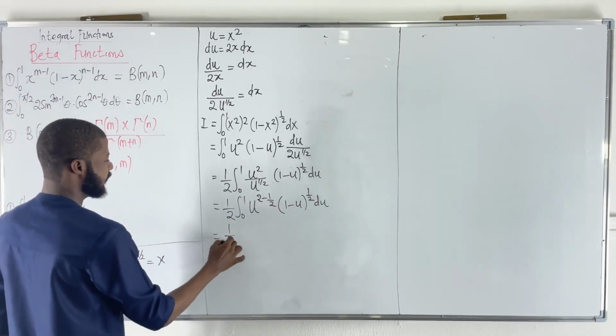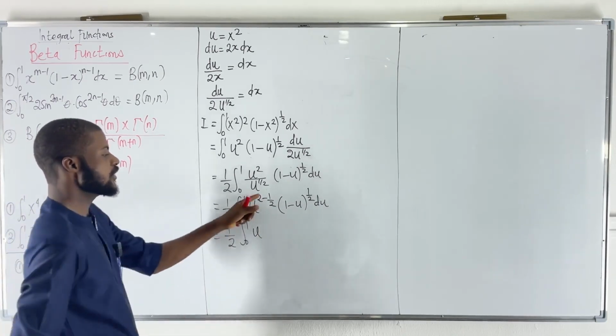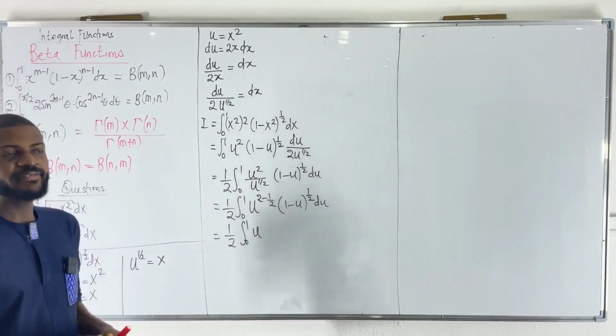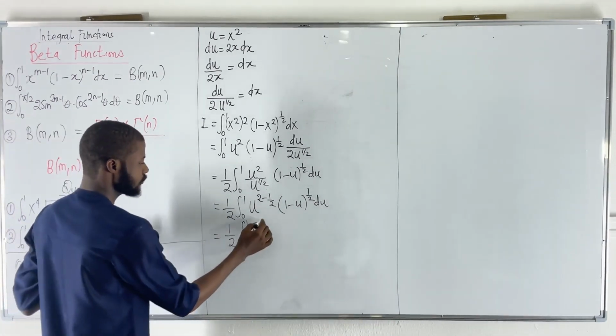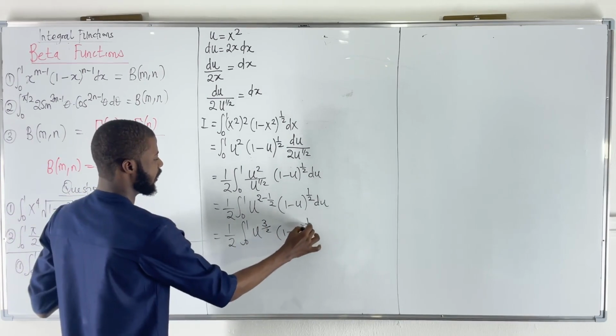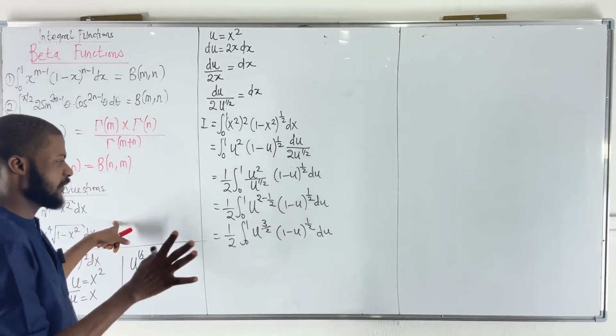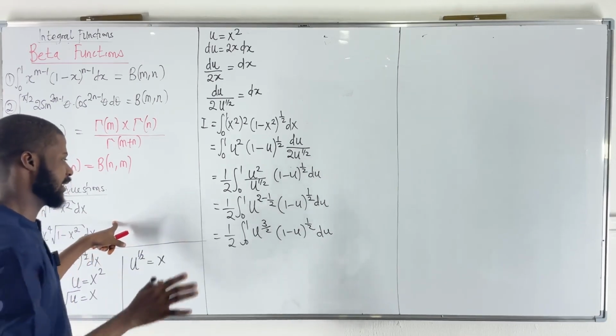Now this is half the integral from 0 to 1 of u. Now what is 2 minus half? 2 minus half is 3 over 2. So this is u to the 3 over 2, and then 1 minus u to the power of 1 over 2 du. That's what you're going to be having. So that's kind of easy in a way. It is easy.